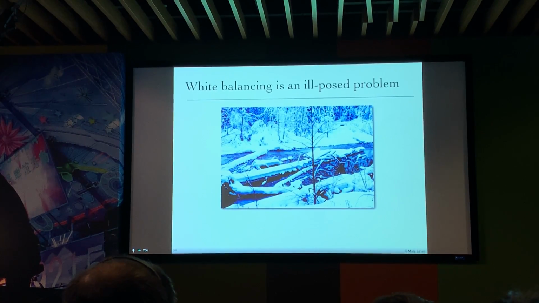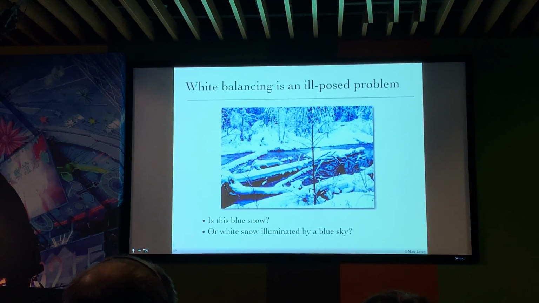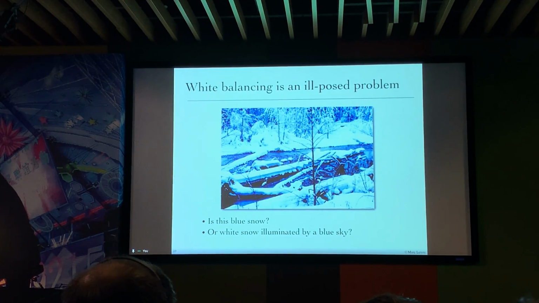So this looks blue, but is it blue because the snow is blue? Or is it blue because it's white snow illuminated by a northern blue sky? Well, you're intelligent and experienced, so you know it's probably white snow. And this is an example of what an AI can tell us.